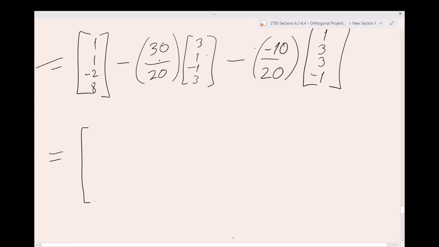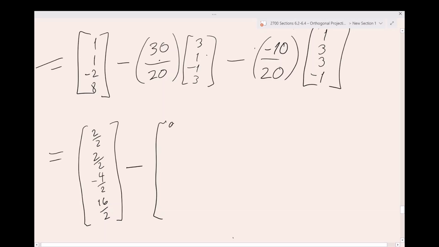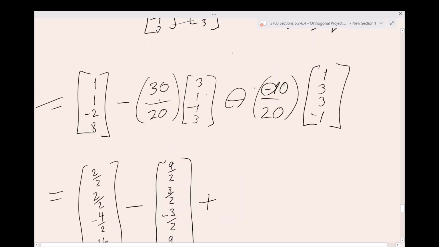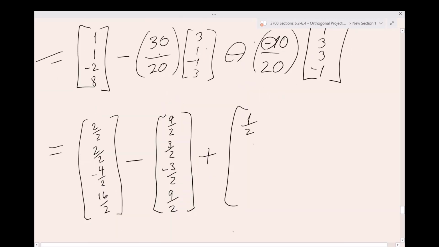So let's see, if I rewrite this one as 2 halves, negative 4 halves, and then 8 would be 16 halves. Let me fix my left bar here. Then I have minus 3 halves times each of the coordinates of the second guy, so that would become 9 halves, 3 halves, negative 3 halves, 9 halves. And then finally negative, negative, so plus 1 half times those guys, so 1 half, 3 halves, 3 halves, negative 1 half. Now let's bring that all together, and what are we going to get?